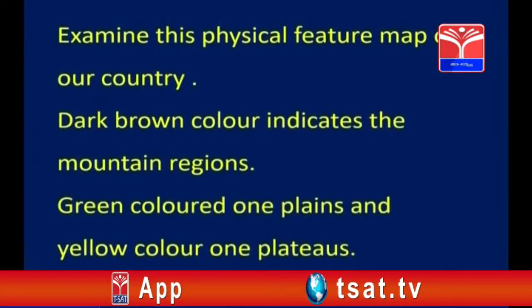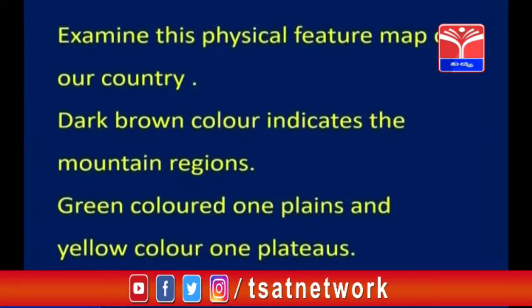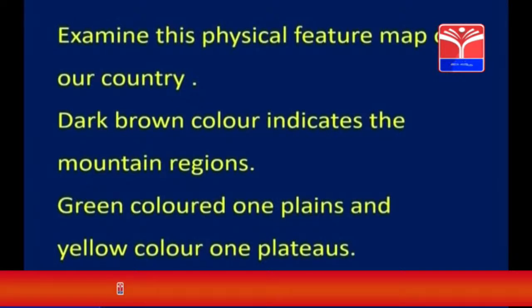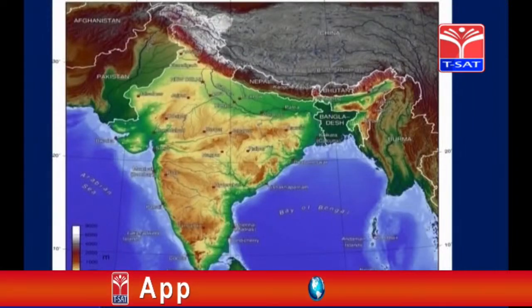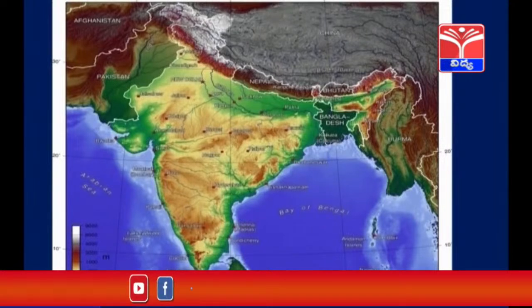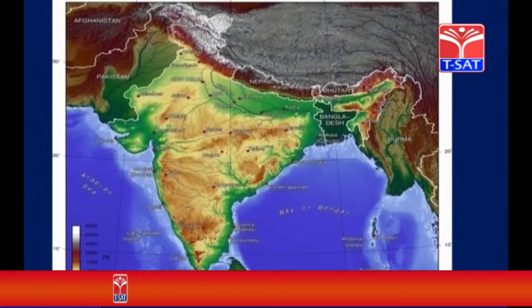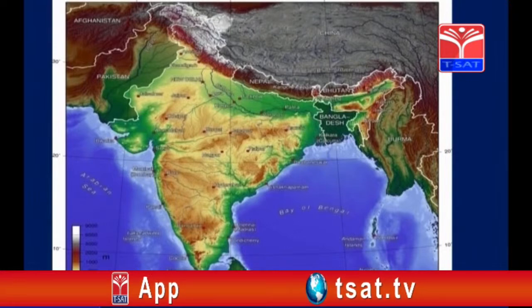Examine this physical feature map of our country. If we examine the map, you can observe dark brown, green and yellow colors. The dark colored one is the mountain range, and you can observe it towards the north part. The green colored one indicates the plains. Towards the north we have the northern plains, and the coastal plains are also there. And the yellow colored one indicates the plateau region.